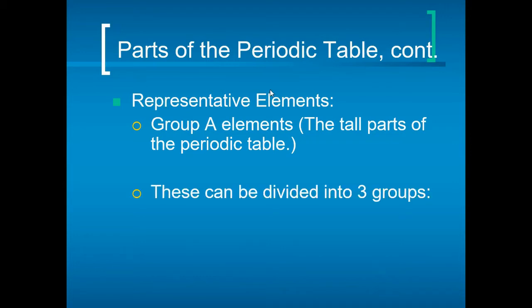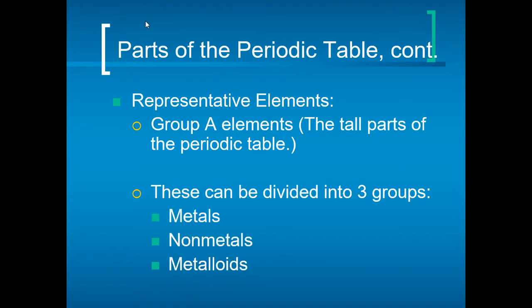Okay, and our periodic table can be divided into three groups. It can be divided into metals. That's the part on your periodic table that is colored mostly yellow. The majority of your periodic table is metals. Top right-hand corner of your periodic table is where your non-metals reside. There's a handful of those, but the biggest group is your metals.